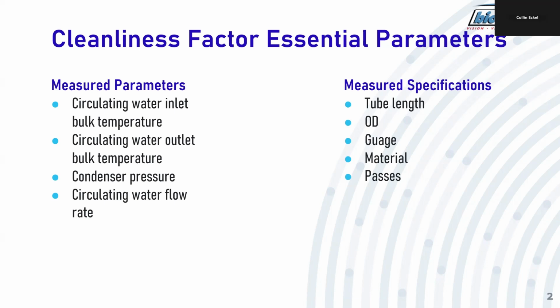In addition, you'll need to know the number of tubes, tube OD, and tube length for calculating a condensing surface area, the tube material and tube gauge for the material correction factor, and the tube OD, tube gauge, and number of passes to calculate the circulating water velocity.